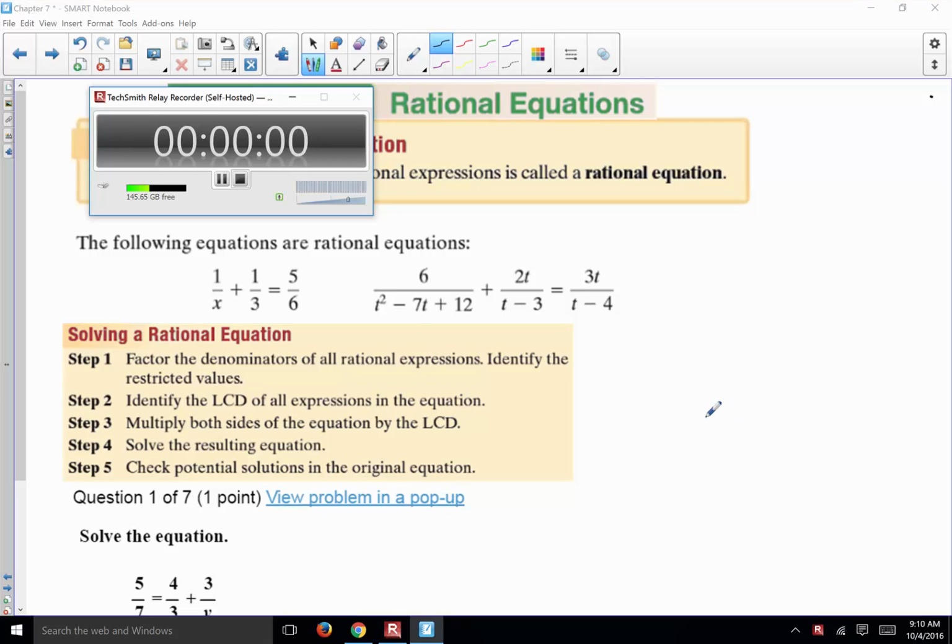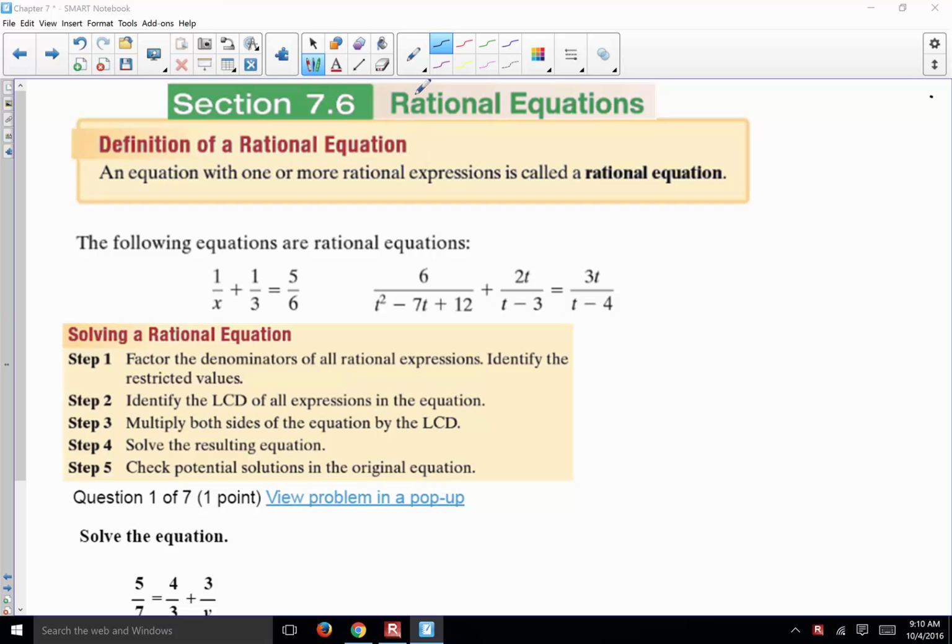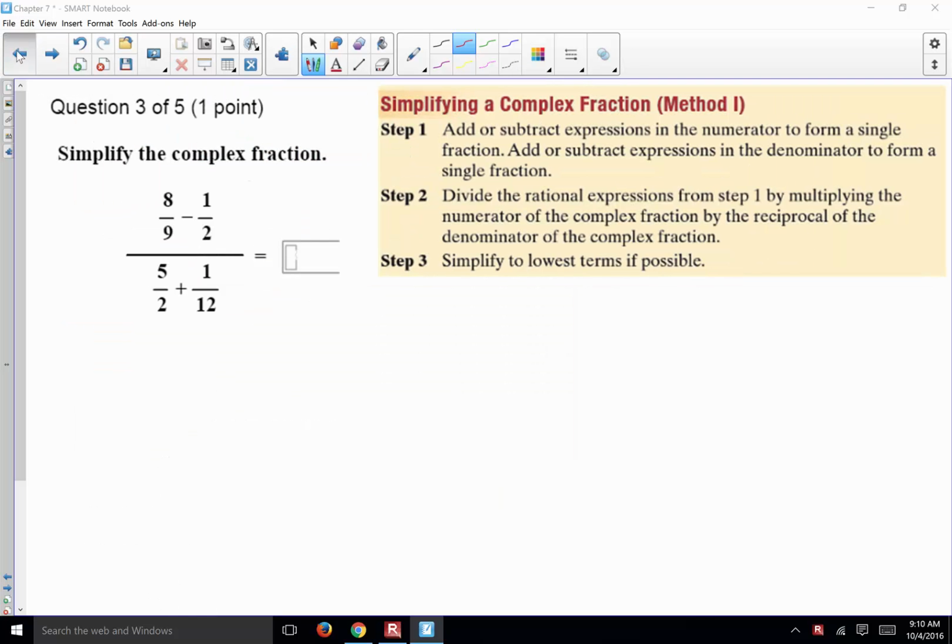Morning. Section 7.6. We are continuing rational expressions. However, today we are going to set them equal to some other rational expressions, and we are going to create equations today involving rational expressions. Okay, so let's quickly review what we did yesterday.